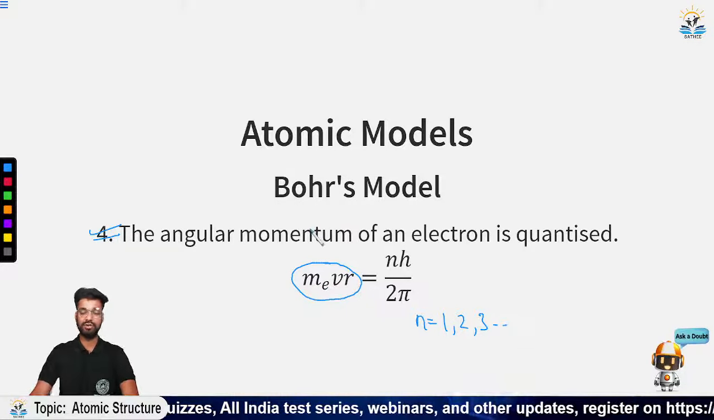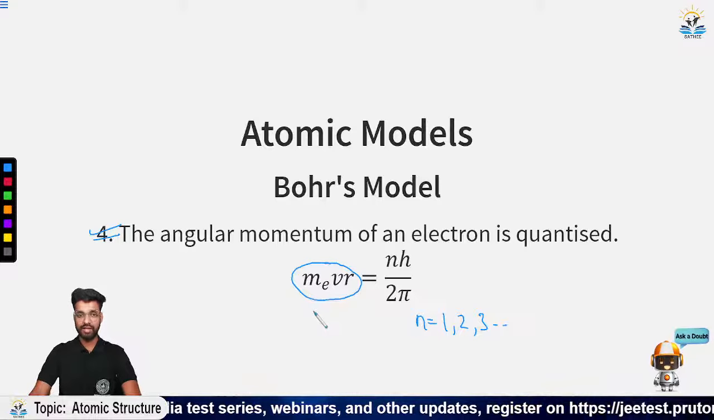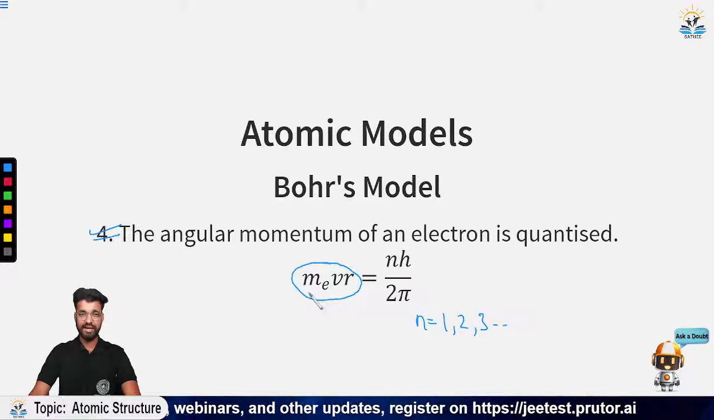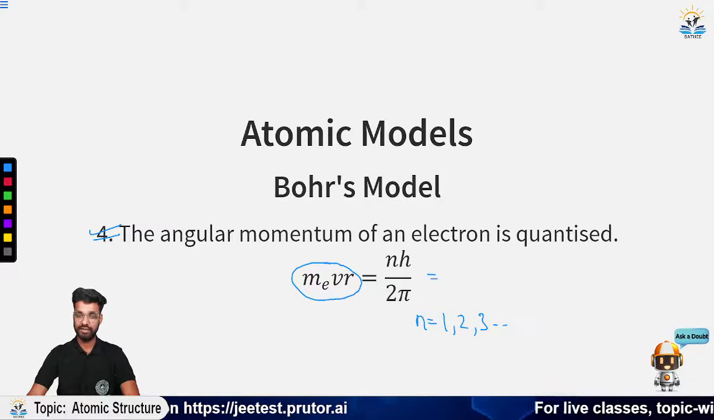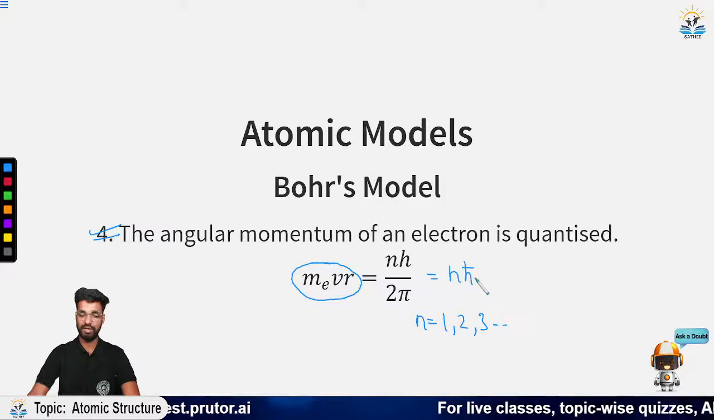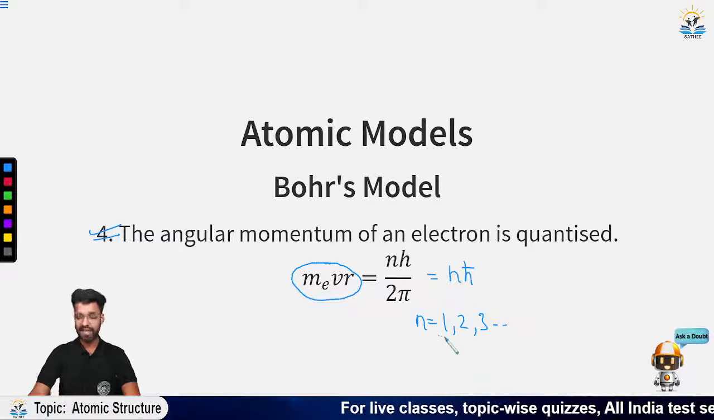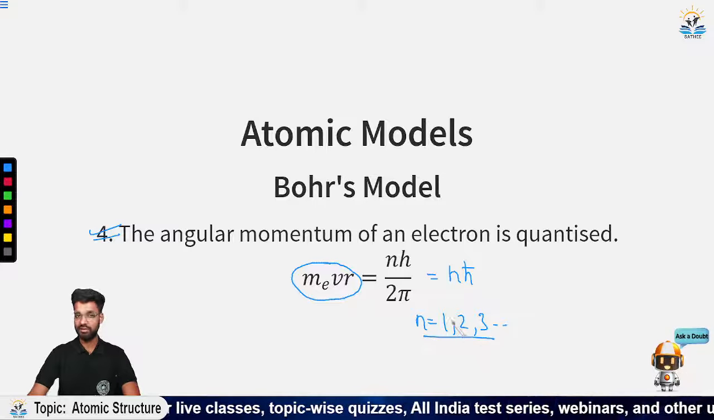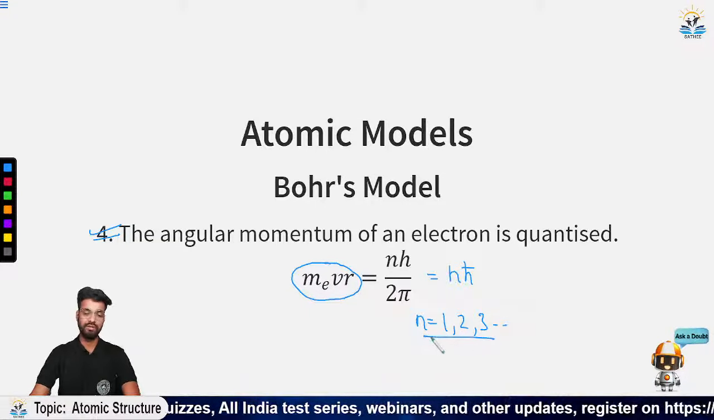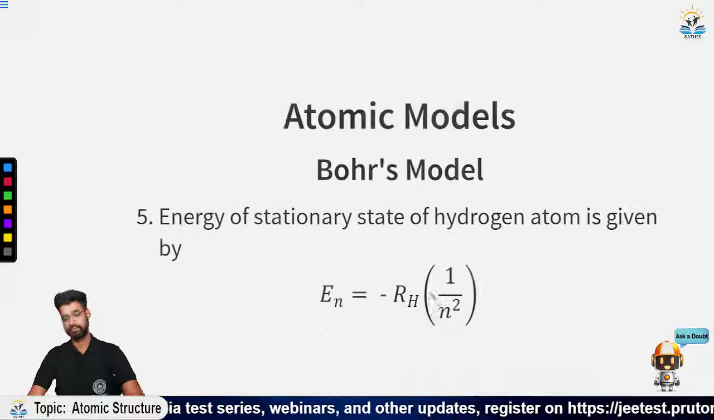He said that the electron can revolve around the nucleus in certain radii such that its angular momentum is equal to an integral multiple of h by 2 pi, or h cut. So h by 2 pi is also called h cut. And n can be any whole number, that is 1, 2, 3, except 0. So you can say it is a natural number. So n can be any natural number.